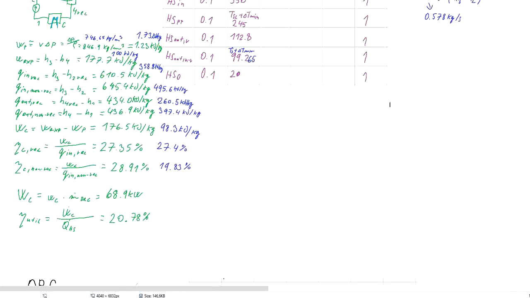We can get work of the cycle as 56.8 kilowatts and the utilization efficiency of 17.12%.